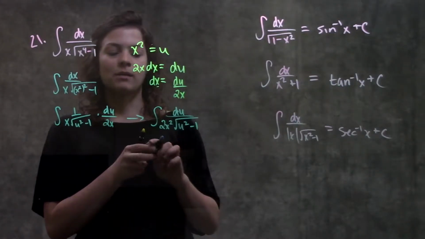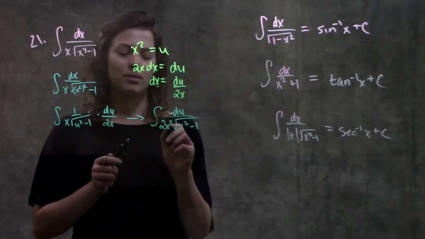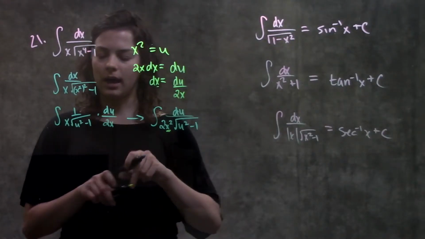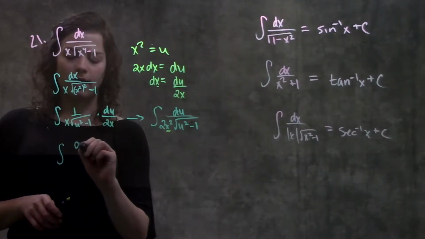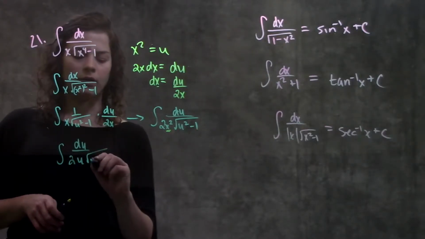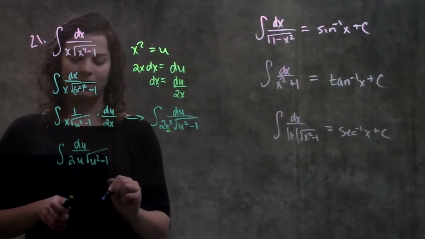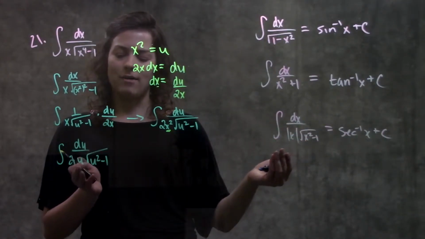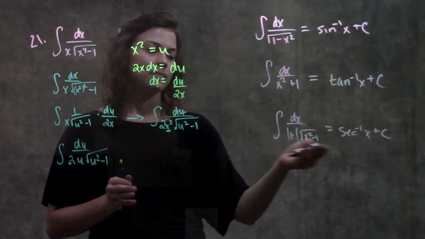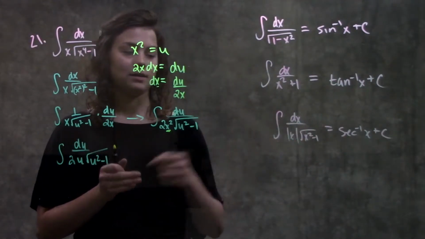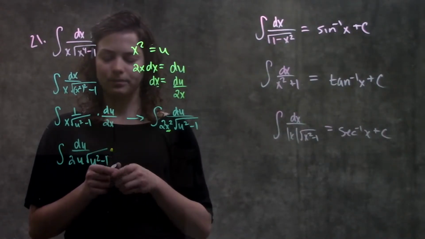It looks like I'm written in terms of two variables, but remember, my x squared equals u. So I can rewrite this again, and it becomes the integral of du over 2u radical u squared minus 1. And what I have here matches my formula exactly. I have u radical u squared minus 1 matches this formula. That means I can just say that this integral is equal to inverse secant.